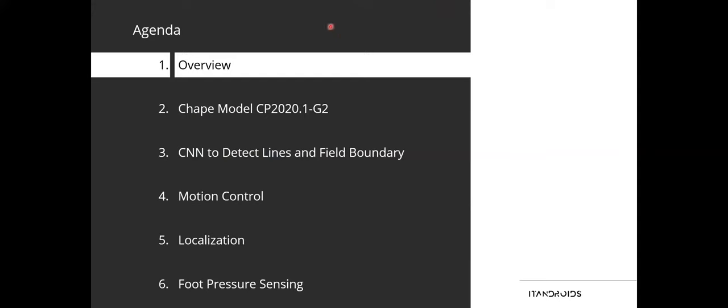Well, now about our agenda. At first, we'll get started with an overview. Then we're going to talk about our robot model, the mechanical and the electronic parts. Then we're going to cover CNN to detect lines and goal boundary, motion control, localization, and we're going to finish with full body sensing.